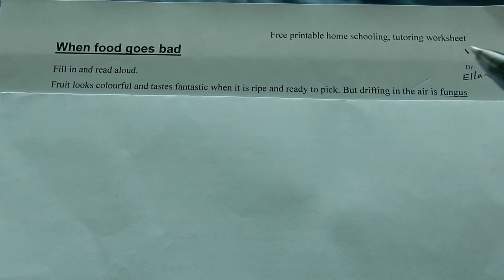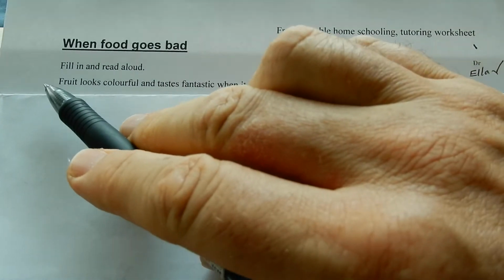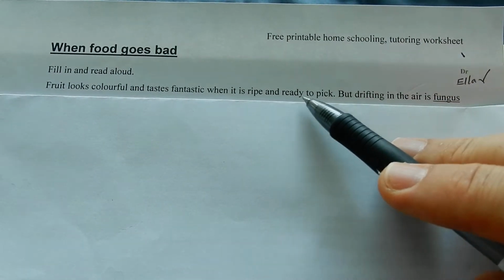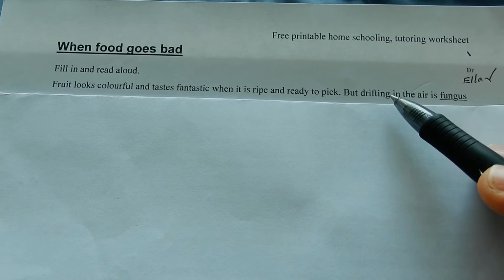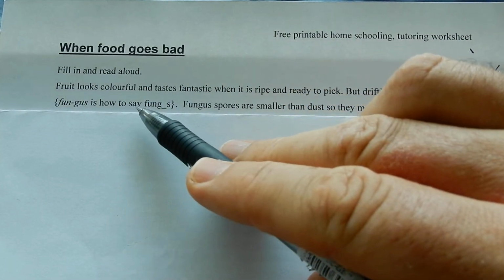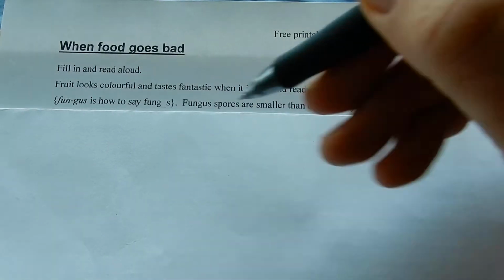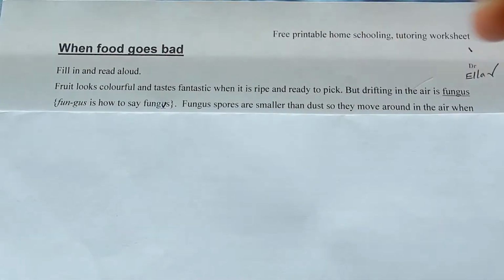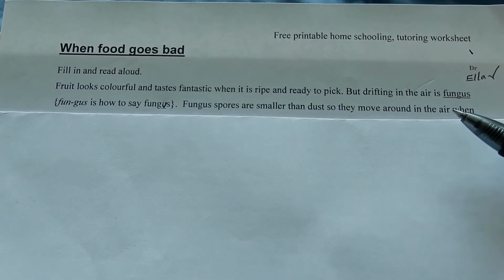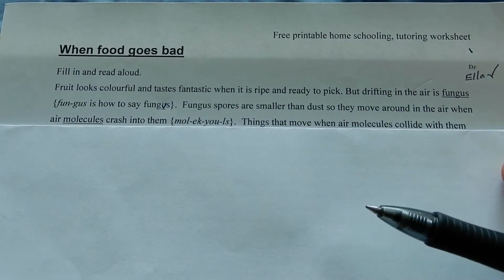When food goes bad. Oops, earthquake. Fruit looks colourful and tastes fantastic when it is ripe and ready to pick. But drifting in the air is fungus. Fungus spores are smaller than dust, so they move around in the air when air molecules crash into them.